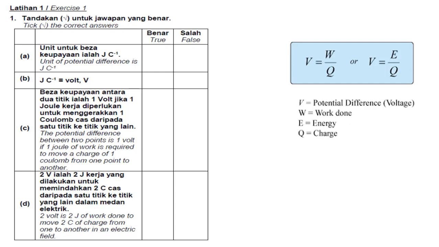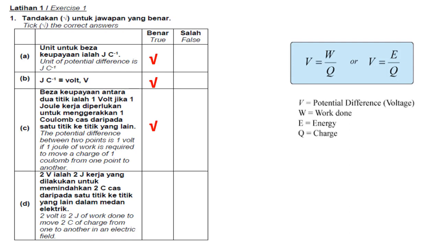So let's do one exercise. The first one: true or false? The unit of potential difference is joules per coulomb. Is it right? Yes, joule per coulomb is equivalent to volt. Next: the potential difference between 2 points is 1 volt if 1 joule of work is required to move a charge of 1 coulomb from one point to another. Of course, this is correct.